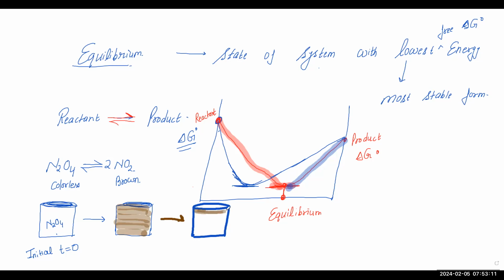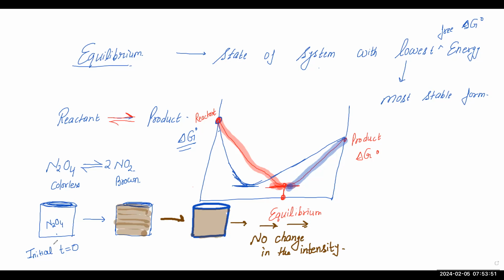The intensity of the brown color has increased. It has become dark brown. It means more NO2 is formed. You give more time, and more time. No change in the intensity of color. What does it mean? It means equilibrium has set up. It means now the system is in equilibrium.